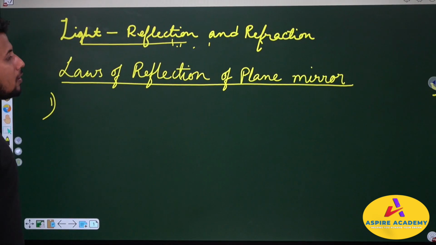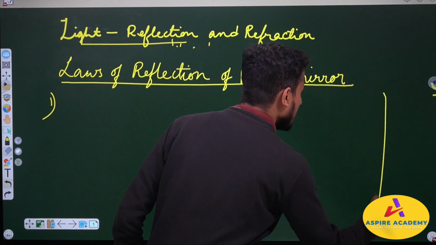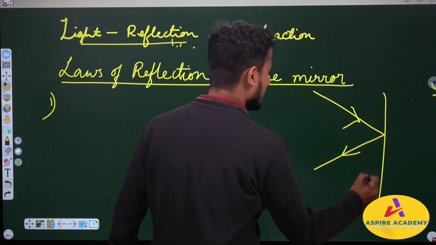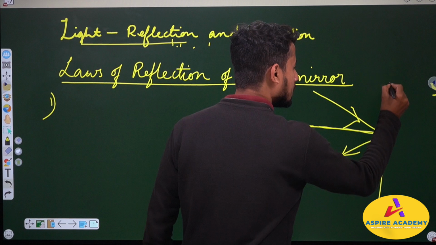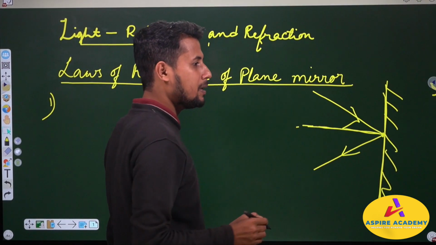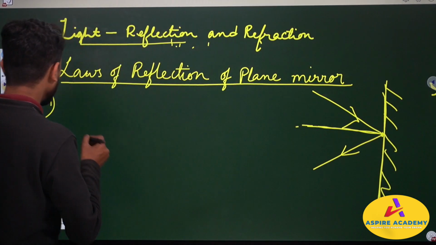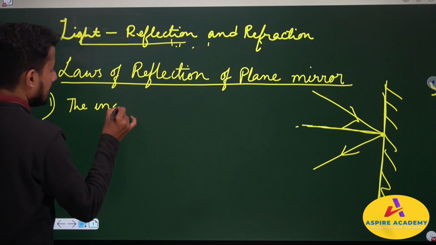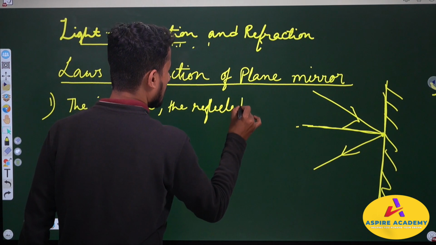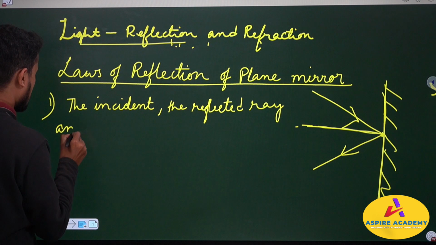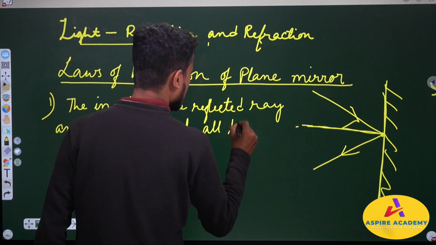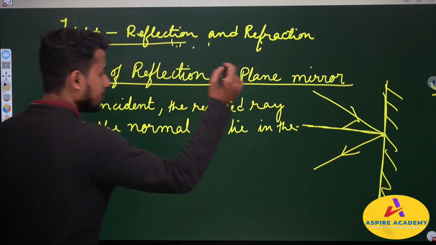Now, laws of reflection of plane mirror. Understand one thing, if this is the plane mirror, again I am telling you, this is the incident ray, just in the opposite direction there will be reflected ray. So this is incident ray, this is reflected ray, and this is the normal, right? This is the normal. What can you see? You can see that the incident ray, the reflected ray and the normal all are lying on the same plane, none of them is crossing the plane and going on the other part. So the incident ray, the reflected ray and the normal all lie in the same plane, that means on the same surface all of them will lie.